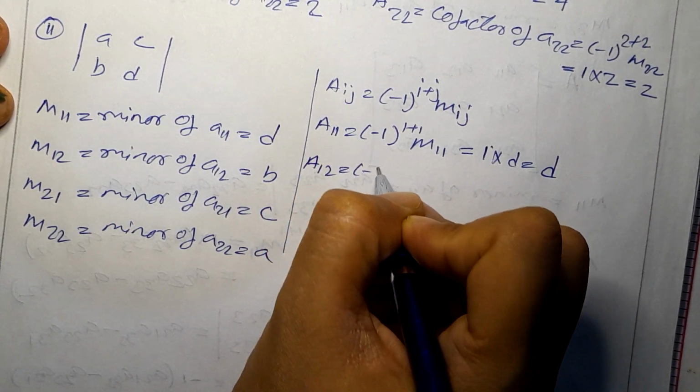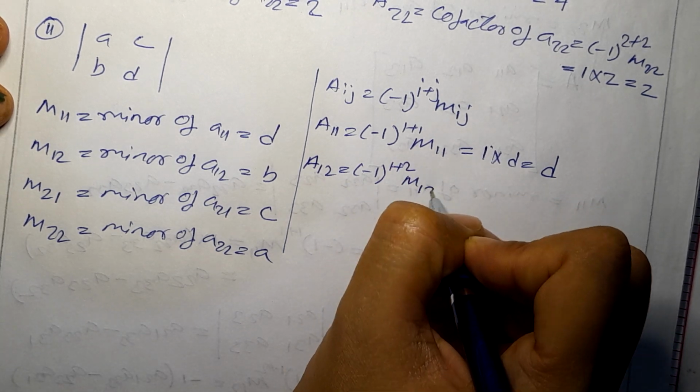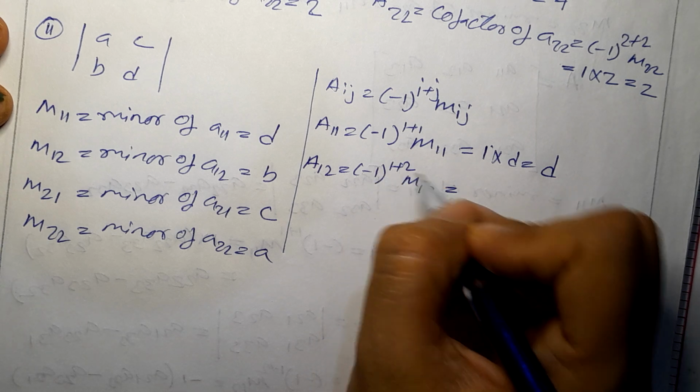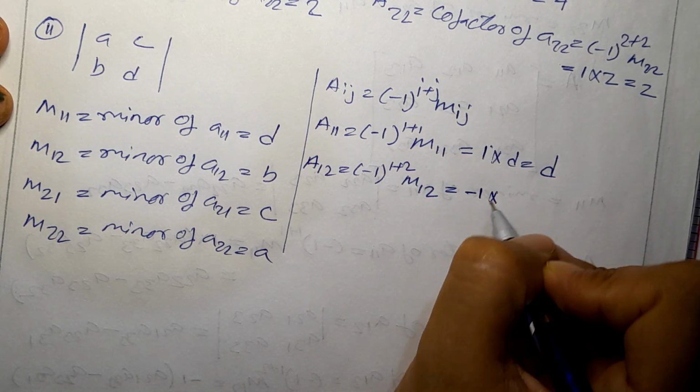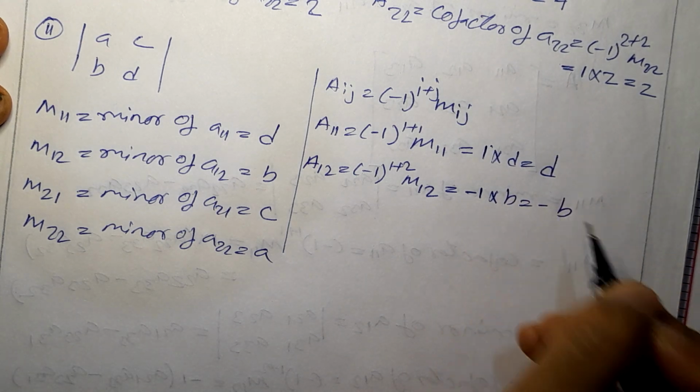A12 is minus 1 power 1 plus 2 times M12. It will give negative, since the power is 3. It will give negative, minus 1 into M12, that is b, equal to minus b.